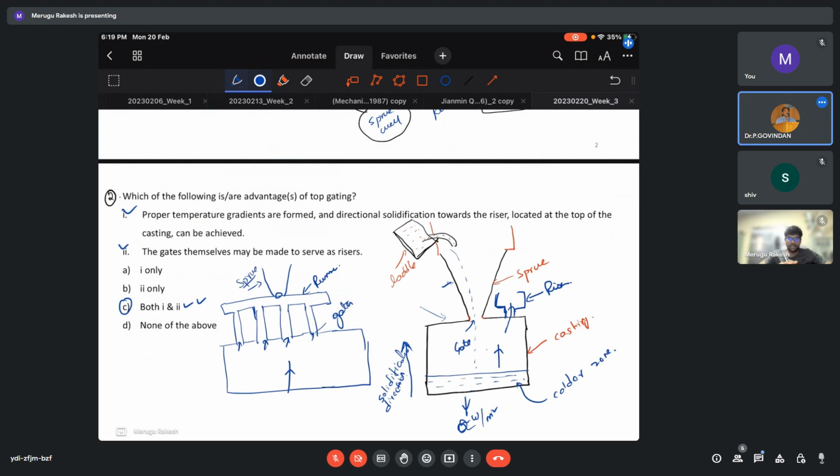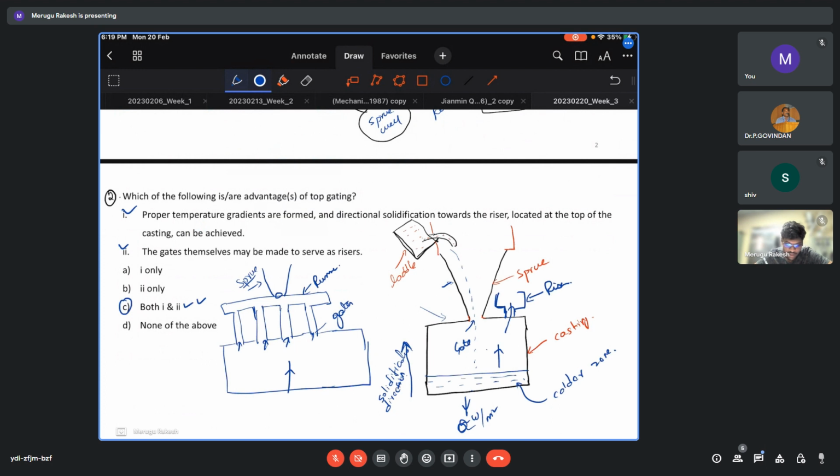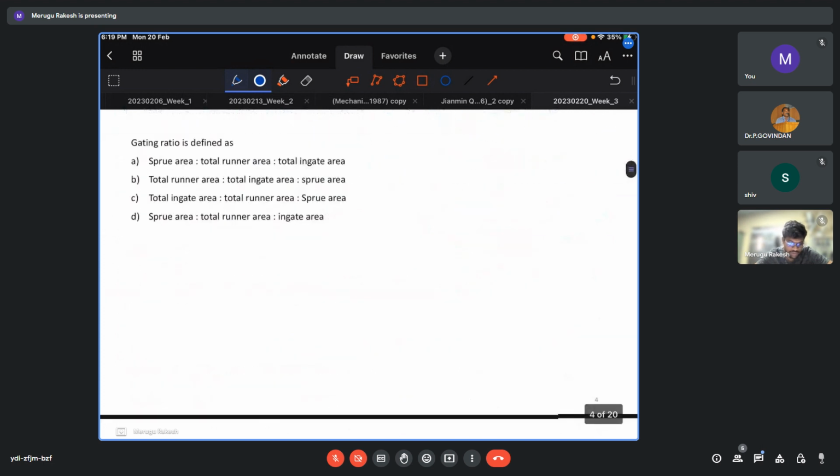Okay, these are the advantages I can say of a top gating system. We can get the solidification, we can control a bit. Okay. Any doubts? Else we can move to the next question.